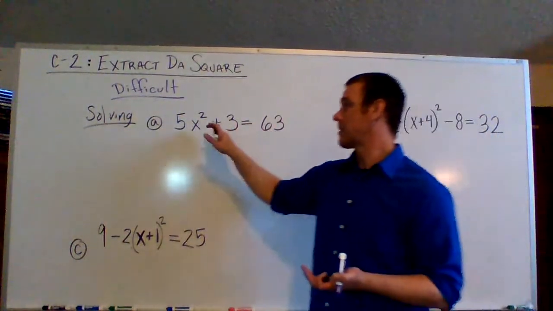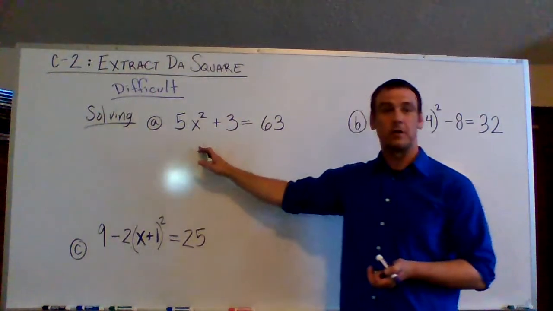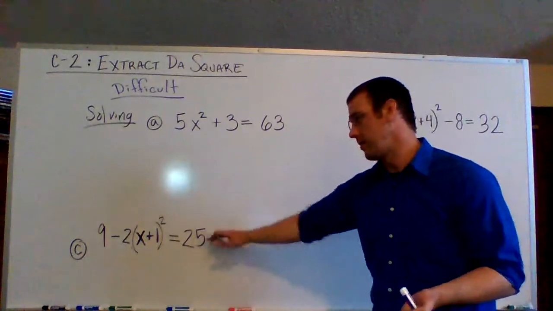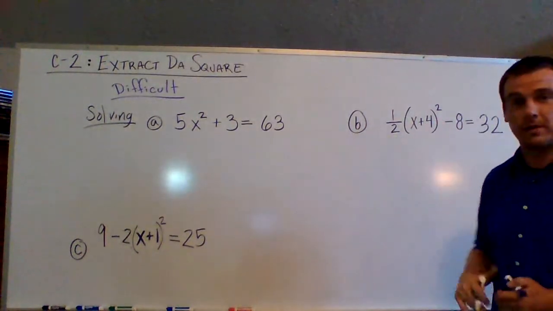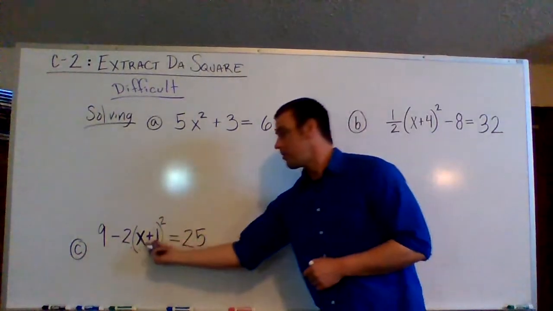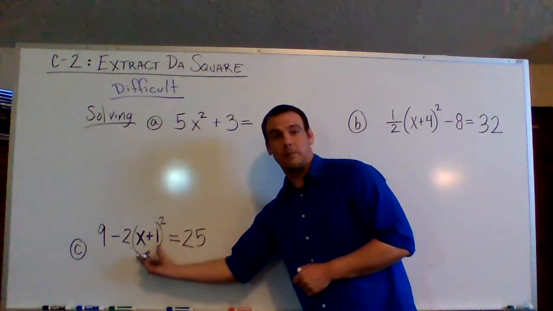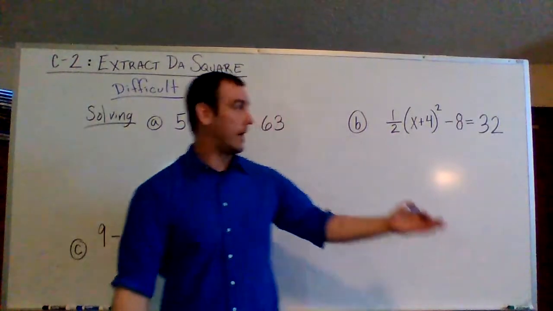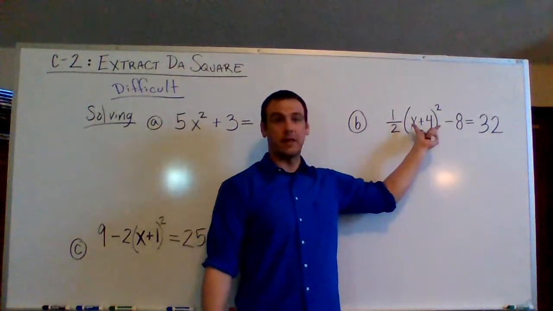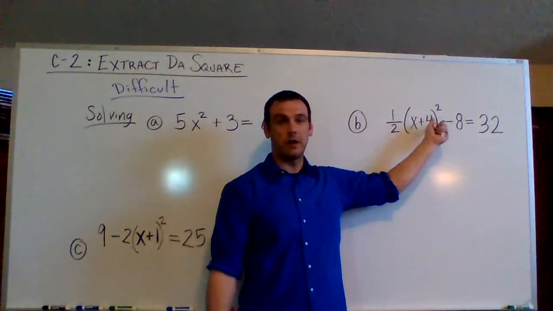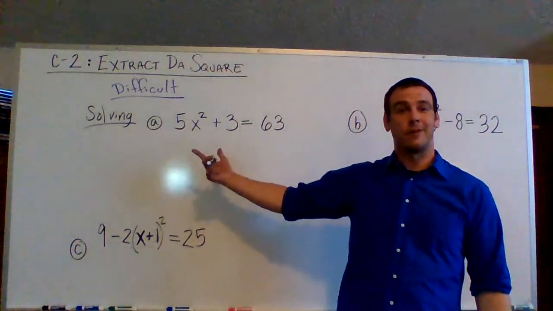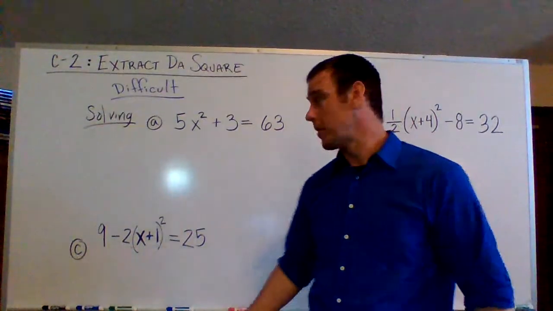I've got to get x by itself. I have x squared, no other x's. It's going to be extracting the square. All three of these problems are actually going to be extracting the square. Remember, I have x inside my parentheses, all squared, no other x's. On B over here, I have x inside the parentheses, all squared, no other x's. On A, I've got x squared, no other x's.